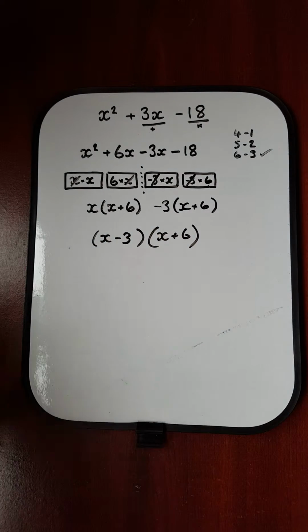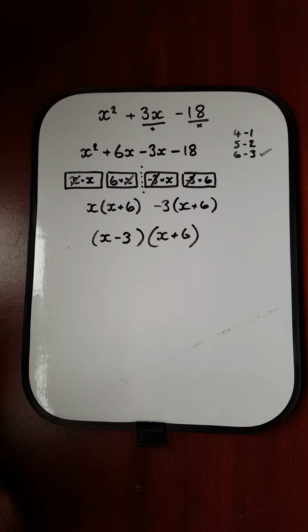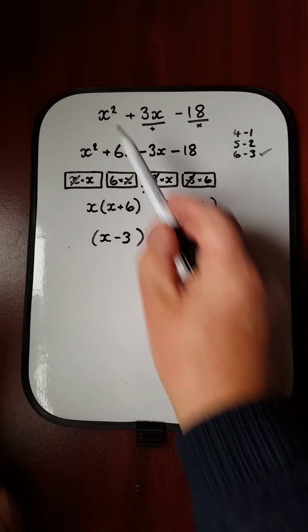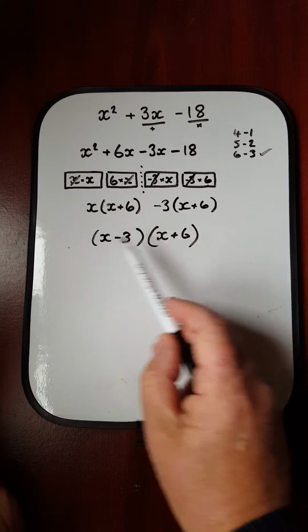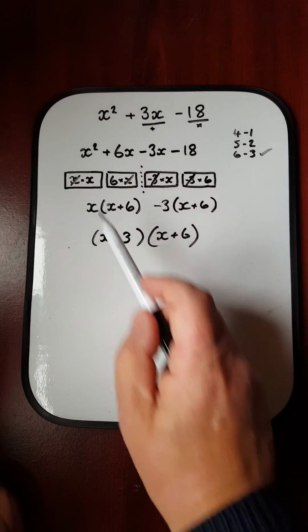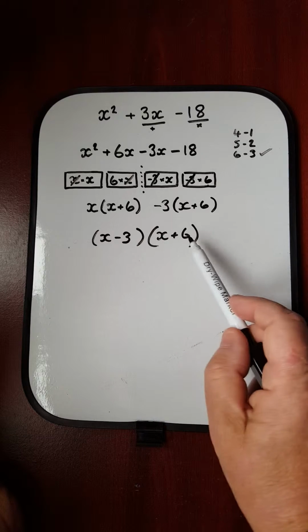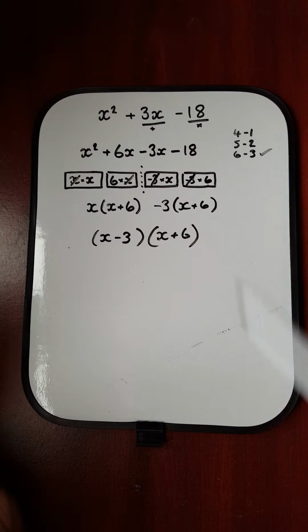And that's it. Redo the question if you want to reverse it and get back to the original. It will work. Okay, let's just start it off for you. x times x is x squared. x times 6 is 6x. Minus 3 times x is minus 3x. Minus 3 times 6 is minus 18. And then simplify.